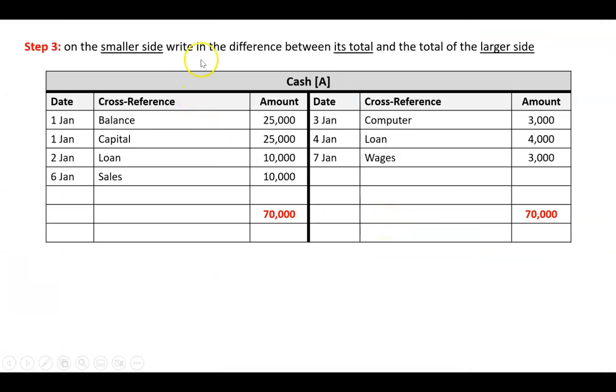Step 3. On the smaller side, write in the difference between its total and the total of the larger side. What does that mean? Well, on the smaller side, so in that case, that's this credit side here. So the total of the larger side here is 70. Now I'm going to minus away these numbers, 3,000, 4,000, and 3,000. And I'm going to get a total of 60,000. So step 3 says on the smaller side, write this number in here. Okay? And the reason why I'm doing that is because this side now equals 70,000. If I add up 3,000, 4,000, 3,000, and 60,000, I get 70,000.